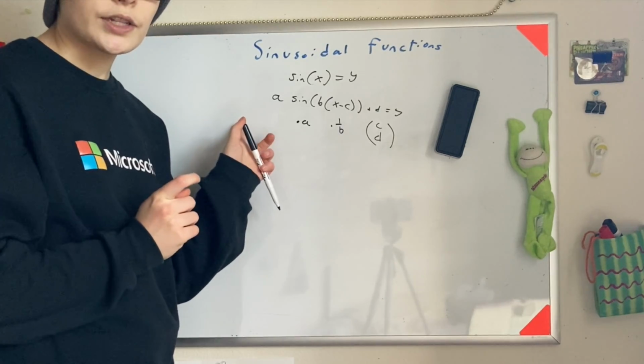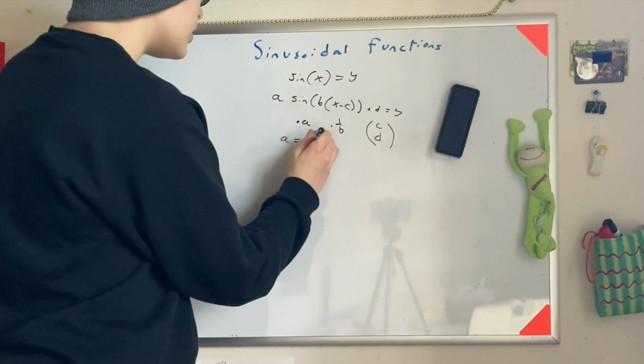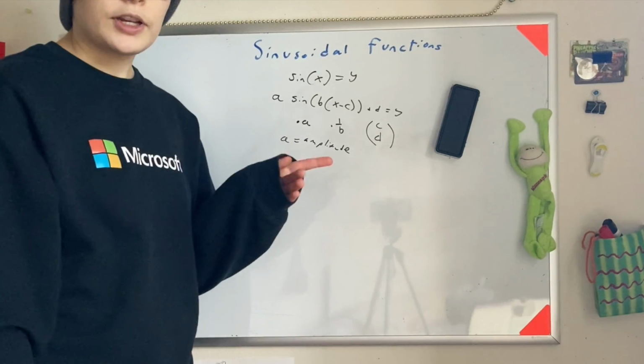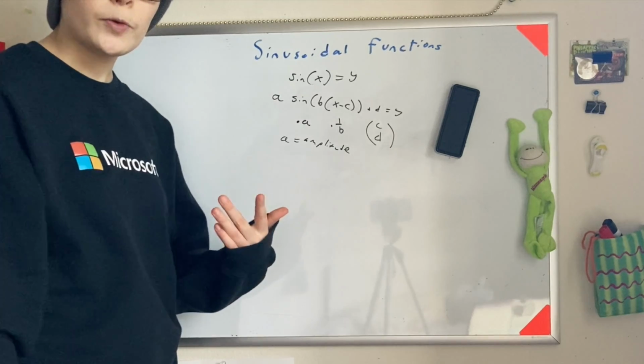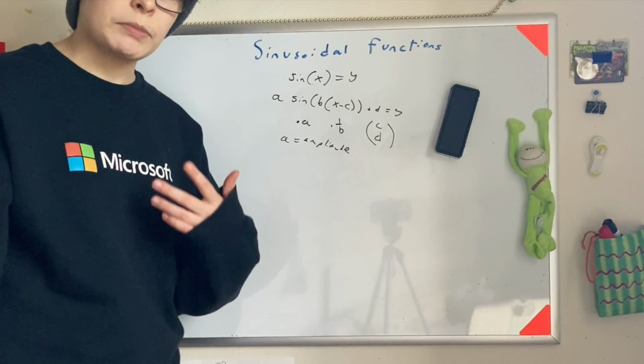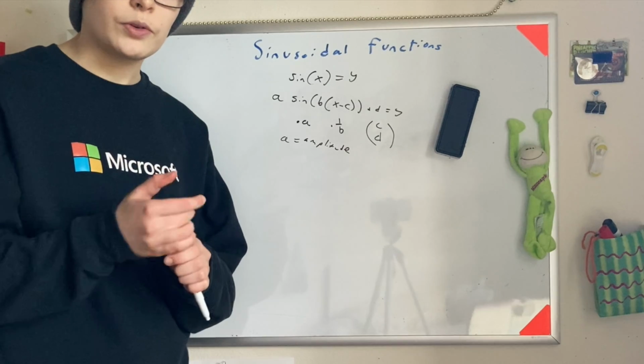But these also mean different things for the graph. A is equal to the amplitude. This is interesting because normally the amplitude is 1, and so we don't have an a. And if we have, say, a equals 2, its value is the same factor that you multiply 1 by to get it, which means it is also the scale factor.